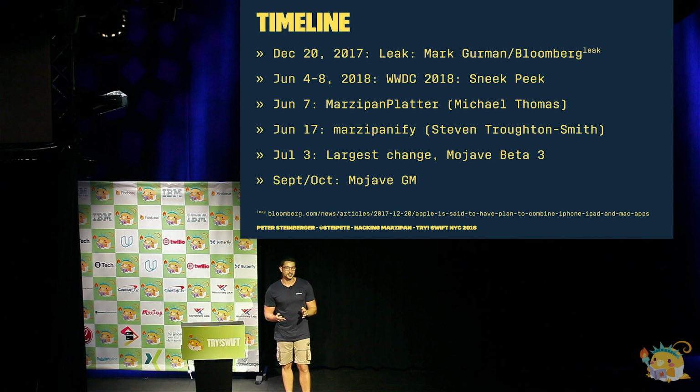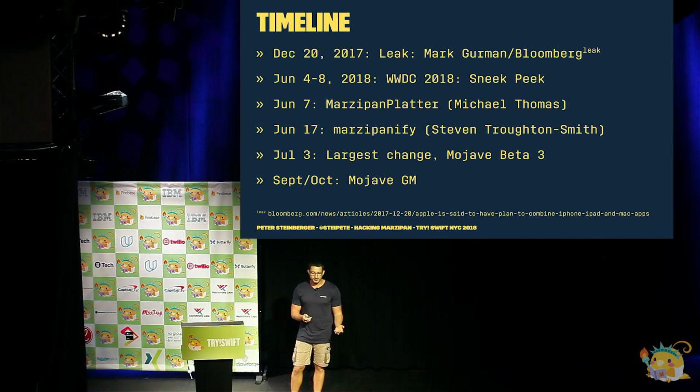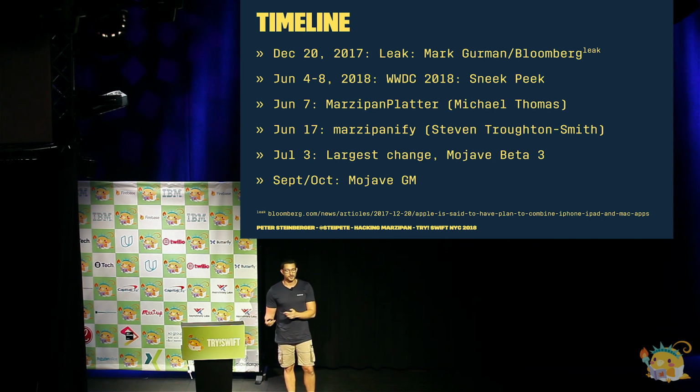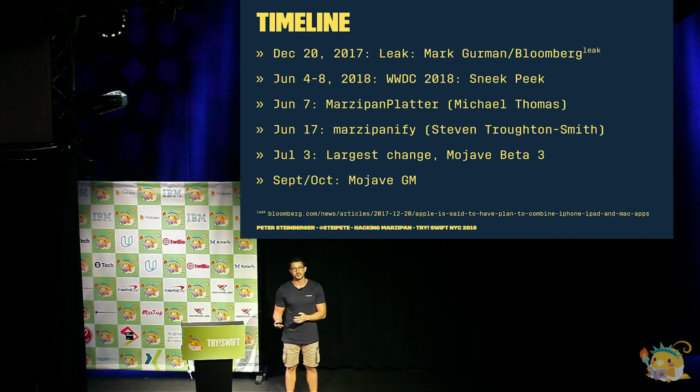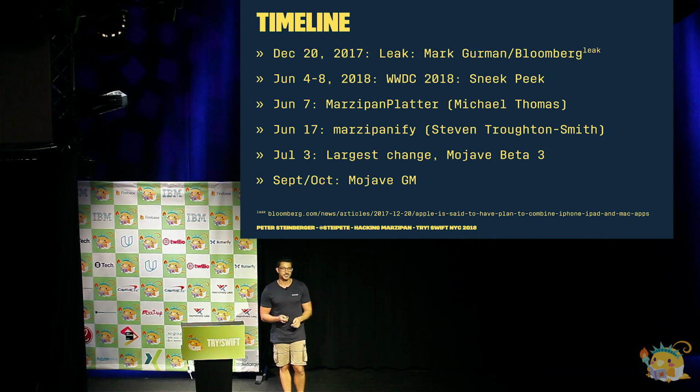And the best part was, while the conference was still going, people had already cracked it. One of the first projects was Marzipan Platter by Michael Thomas, which allowed you to run an app on the Mac using this new Marzipan technology. Two weeks later, Stephen wrote Marzipanify, which is an evolution of that and makes it much easier. A few weeks later, Apple did major changes to the platform in beta 3. But since then, things have been more or less stable, and you can expect a release pretty soon.